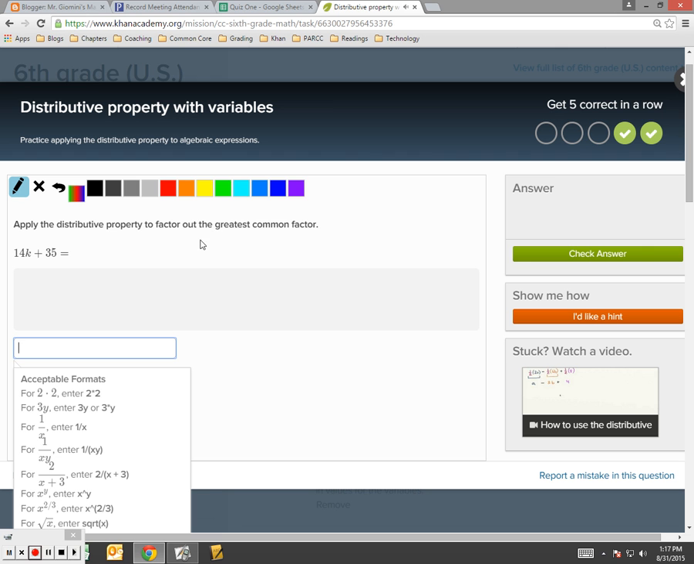Now, apply the distributive property to factor out the greatest common factor. Oh boy, GCF, which we did first week of school. 14k plus 35. The k is going to stay there. I'm looking at the 14 and the 35. What is their greatest common factor? Well, I'm going to look at 35 first. The factors of 35 are 1 and 35, 5 and 7. Are any of those factors of 14? Well, one's a factor of everything. 35 is too big to be a factor of 14. Their greatest common factor is 7.